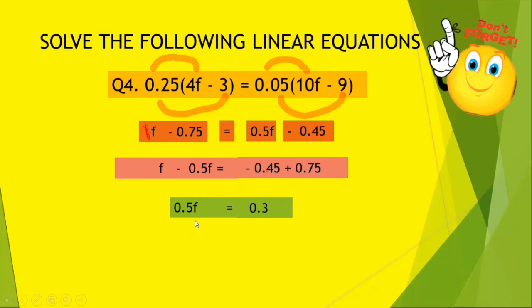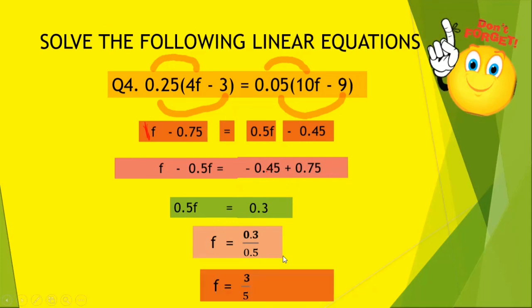Now we have to isolate f. So we'll have to divide by 0.5 on both sides. So dividing by 0.5 on both sides, we get f is equal to 0.3 upon 0.5. When we have to remove the decimal, what we'll have to do here? We'll multiply by 10 to the numerator and denominator, and we get this as 3 by 5.